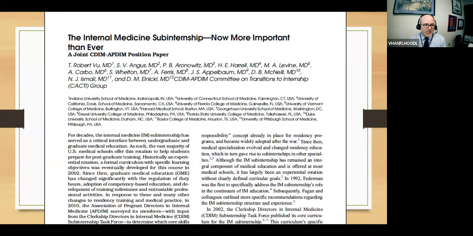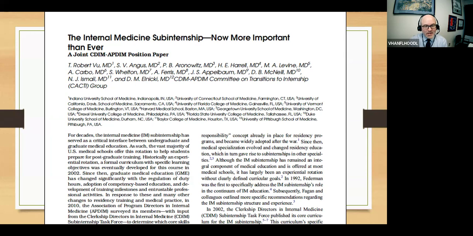This article took a group of clerkship directors in internal medicine and linked them with residency program directors in internal medicine, the APDIM part, with a specific focus on a committee on transitions to internship. CACTI was the name of the group. I was actually fortunate enough to be involved in this group. And this whole idea of "now more important than ever" wasn't my idea. It wasn't just self-aggrandizing, but I support it.